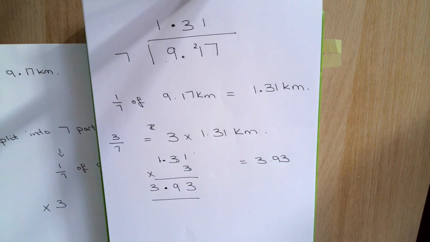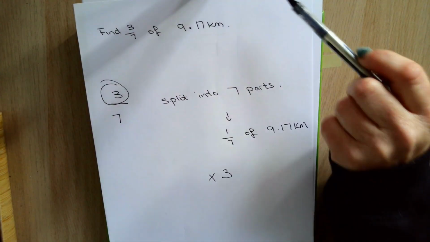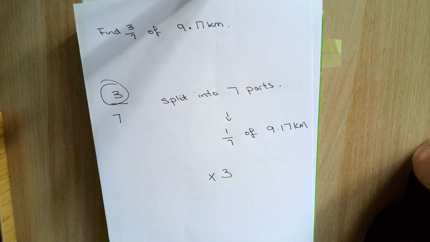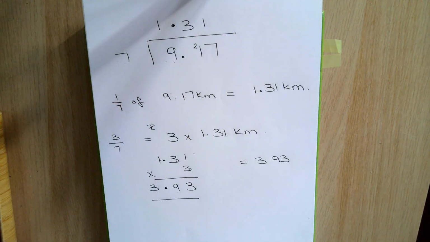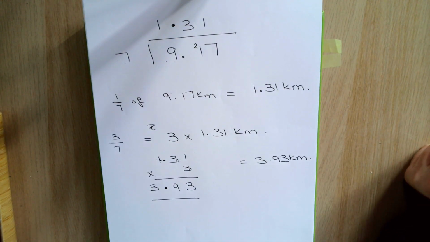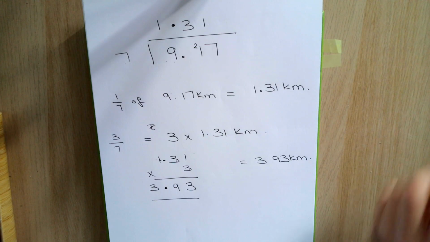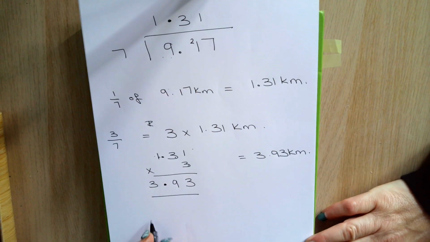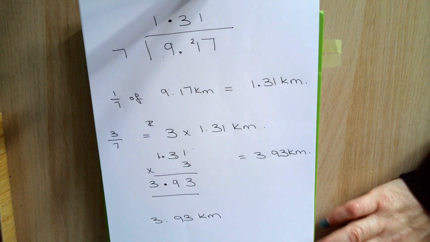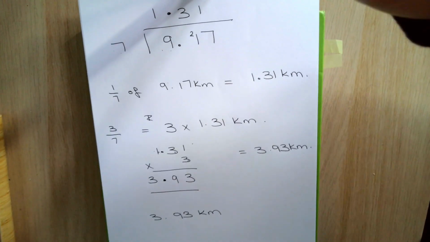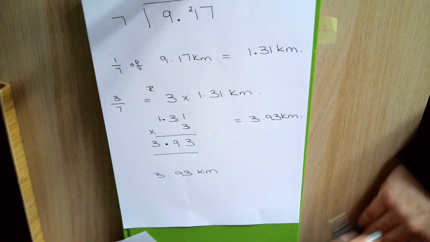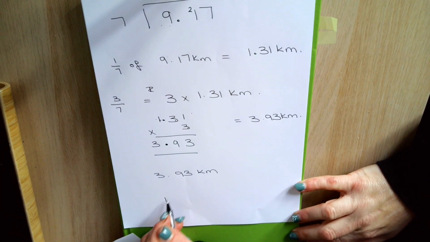Well, the original amount was given in kilometres. So every calculation we've done is in kilometres. So that number is in kilometres. The answer, it's asked you to put it in terms of metres. So, well, 3.93 kilometres. Well, what is the conversion between kilometres and metres?